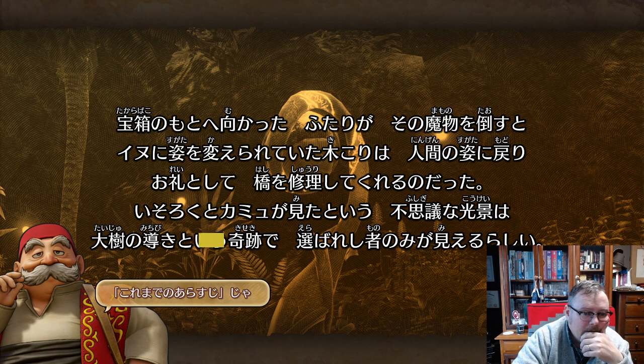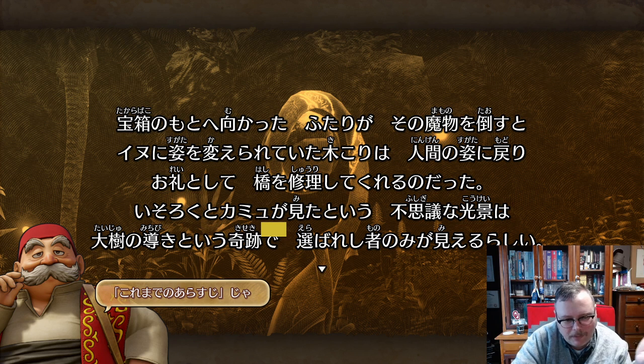Okay. So Isoroku to Kamyu, this to is "and." Ga, there's your subject marker. Mita toyu. Mita is the past tense of see, so saw. Fushigi na koke, this is mysterious. Fushigi na koke, mysterious scene. Wa, that's the topic marker.